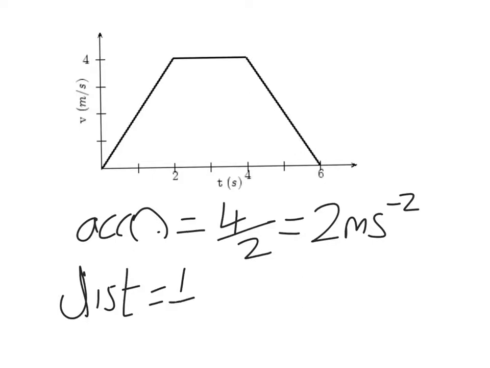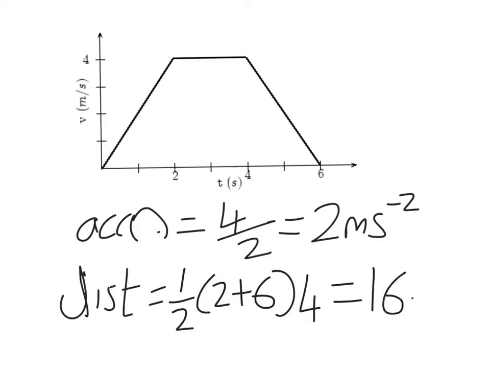So it's going to be half the top, which is 2, plus the bottom, 6, times the height, which is 4. So 2 plus 6, that's 8. Half of that's 4, times 4. The distance travelled, as represented by this graph, is 16 meters. So the key thing here to remember is acceleration is the gradient of a velocity time graph, how steep the line is, and the distance travelled is the area underneath the line.